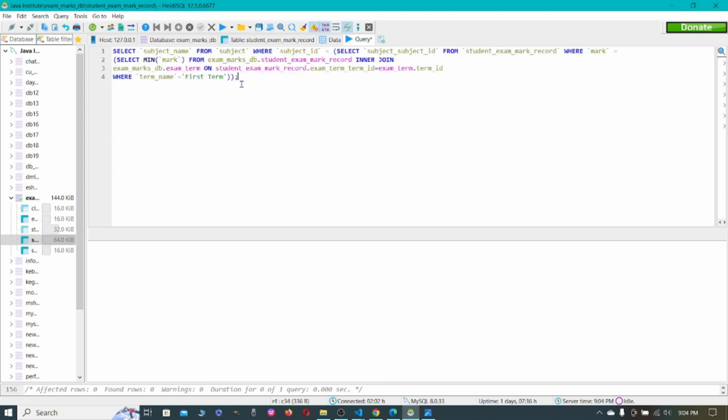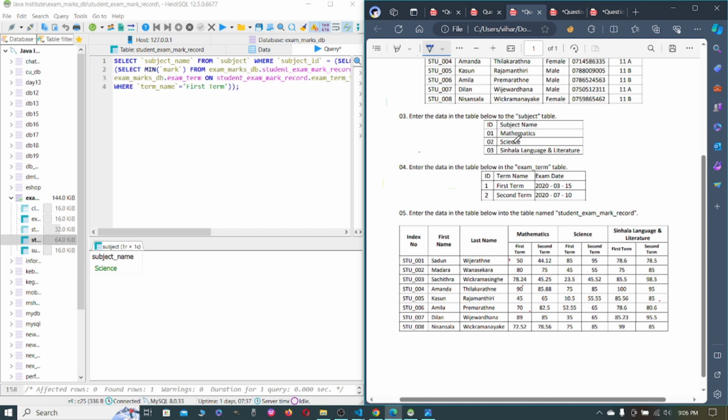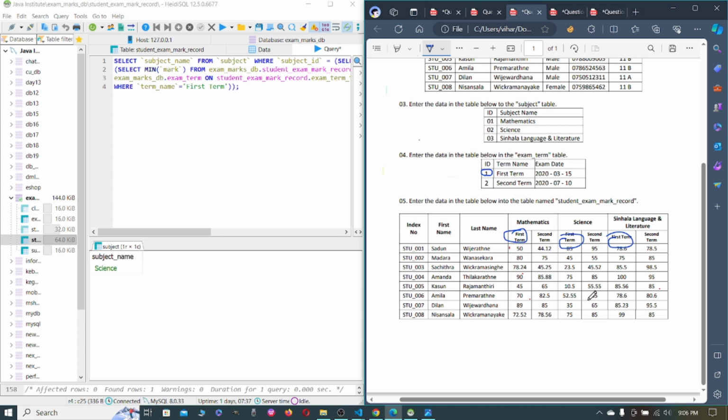So this would be our fourth select query. Let's execute and see. So we received the answer as science. Let's see whether it's correct. First term is represented by 1. Looking at the first term marks, 23, 10.5 is the lowest mark, and it's for science, so that's the answer, so that's fine.